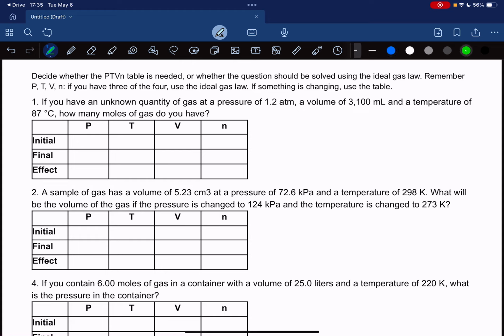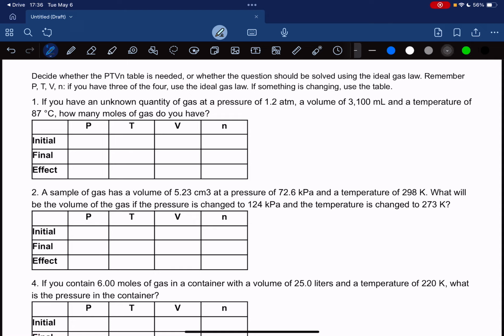All right, so using this information up here, this is giving us the hint that if we are given 3 of the 4 variables PTVN, it's an ideal gas law question. But if we have something changing, so if it talks about having an initial set of conditions and then a final set of conditions, that's when we're going to want to use the PTVN table instead. So let's look at question 1 and try to decide what we are using here.